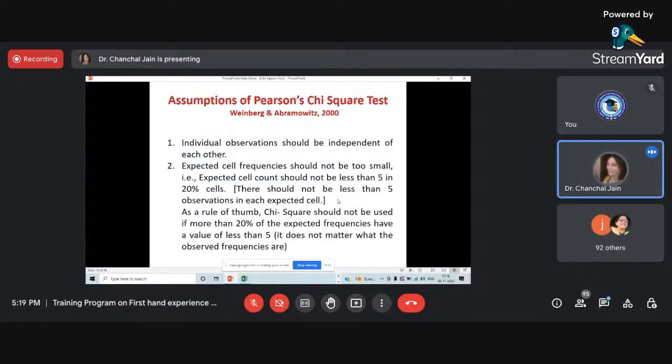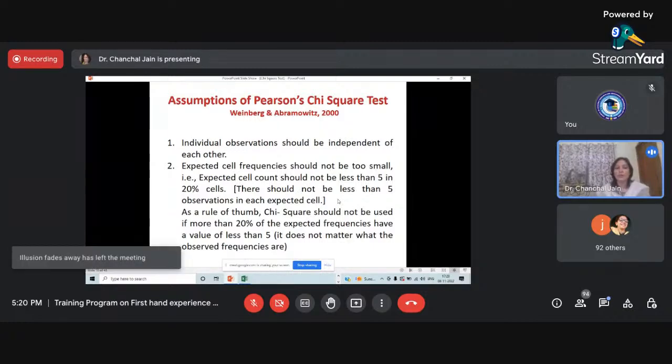Thank you, ma'am. Now, as I said on the first day, in statistics, for almost each and every test, there are certain assumptions. So with the chi-square test also, we have certain assumptions. The very first assumption of the chi-square test is that individual observations should be independent of each other. The meaning of this assumption is that we need to collect data from one respondent only once. I do not need to repeat the same respondent.